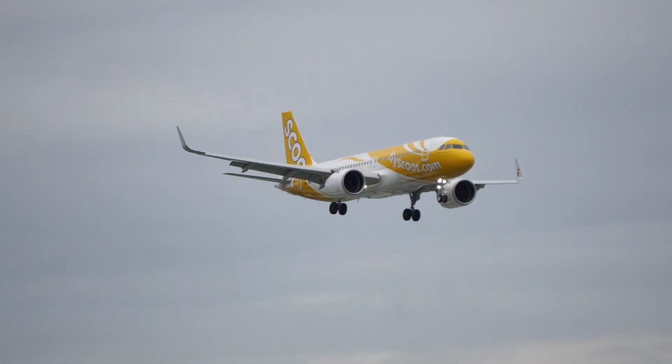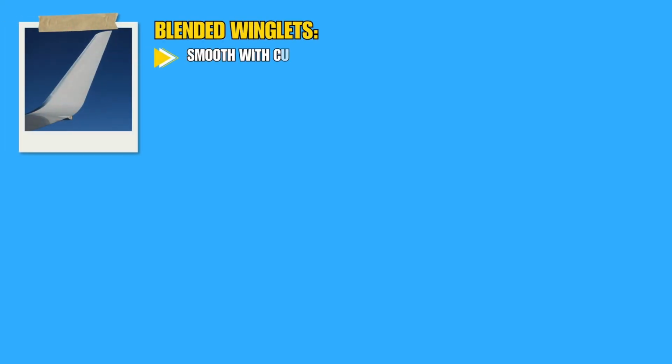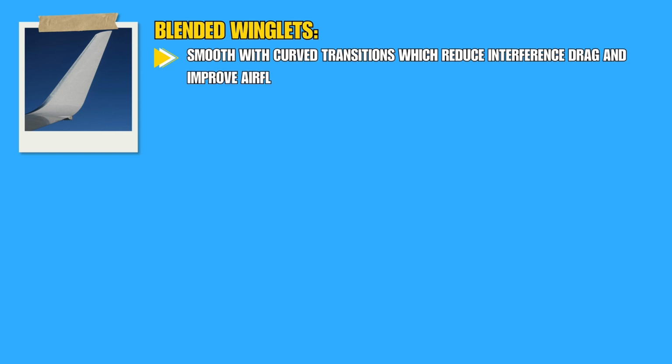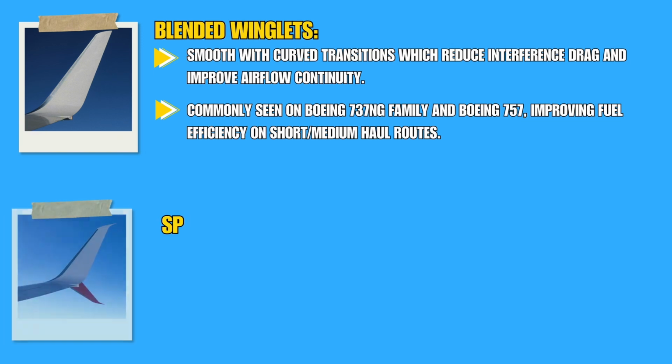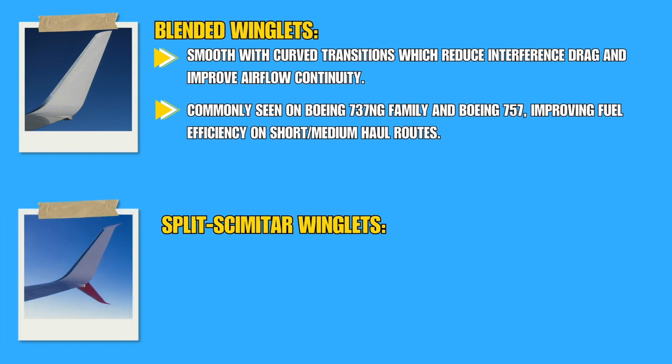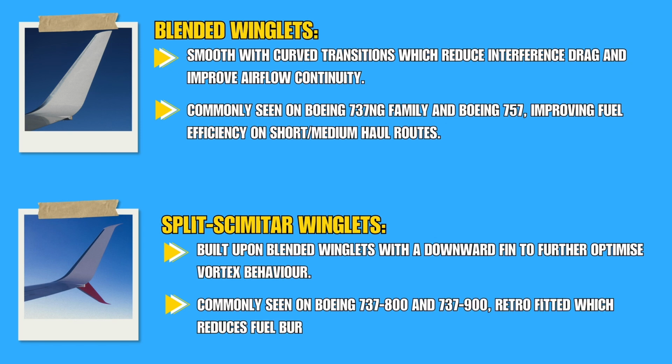Over time, engineers have refined winglet designs into several distinct types. Blended winglets: smooth, curved transitions reduce interference drag and improve airflow continuity. You'll commonly see them on aircraft like the Boeing 737 Next Generation family and the Boeing 757, where they significantly improve fuel efficiency on short and medium-haul routes. Split scimitar winglets add a downward fin to further optimize vortex behavior. A well-known example is the Boeing 737-800 and 737-900, many of which have been upgraded with split scimitar winglets as a retrofit to reduce fuel burn even further.